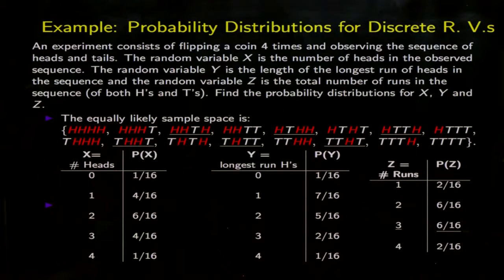The probability z equals 3 is the probability the number of runs is 3. I find all outcomes where the number of runs is 3. Again, there are 6 in all, so the probability z equals 3 is 6 out of 16. So at the end of the day, I have 3 probability distributions. I have 3 random variables associated with this experiment, and I've written out 3 tables which give me a representation of the 3 probability distributions, one for each.